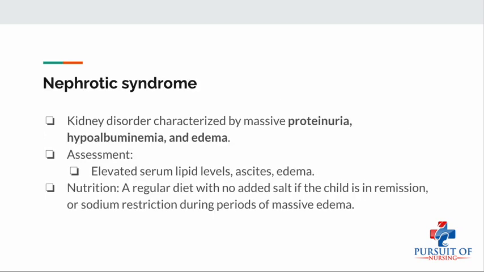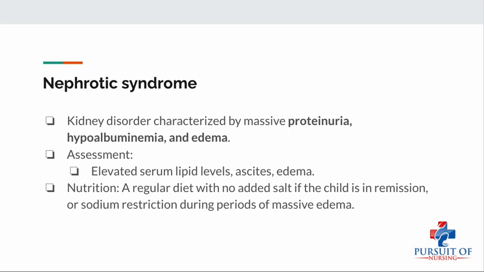All right, nephrotic syndrome is a kidney disorder characterized by massive proteinuria, hypoalbuminemia, and edema. So the child is going to have elevated serum lipid levels, ascites, and edema. So nutrition education for this patient: if the child is in remission from nephrotic syndrome, they can have a regular diet but with no added salt.